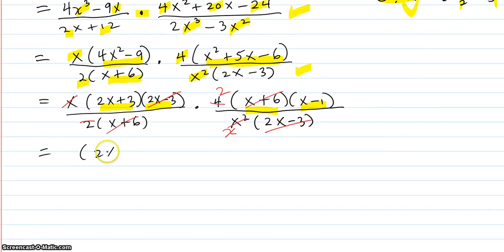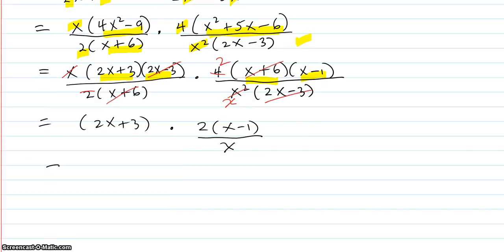So we have 2x plus 3 surviving up there. Nothing survived down here. Times 2 times x minus 1. This canceled out. I see an x over there. So this is what we have. And this is going to be 2 times 2x plus 3 times x minus 1, divided by x.